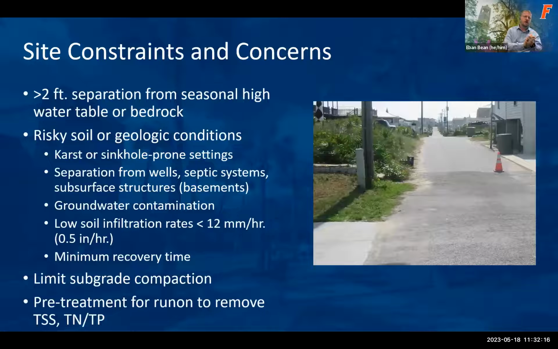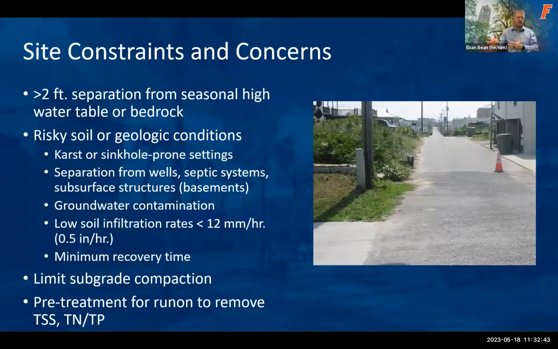Again, we want to keep at least 2 feet of separation from the seasonal high water table or whatever restrictive layer is below. But some other things to keep in mind are potential for sinkhole settings or sinkholes. If you have focused infiltration in a location, it might be something to check on and investigate during the geotechnical investigation of the site.